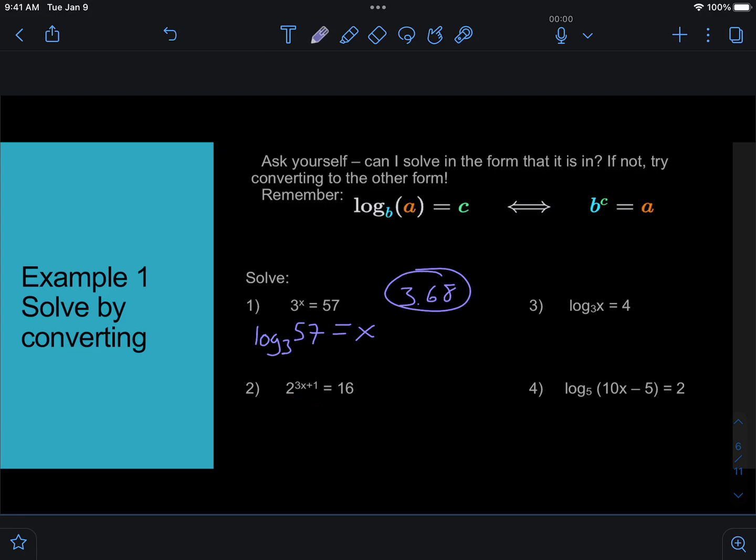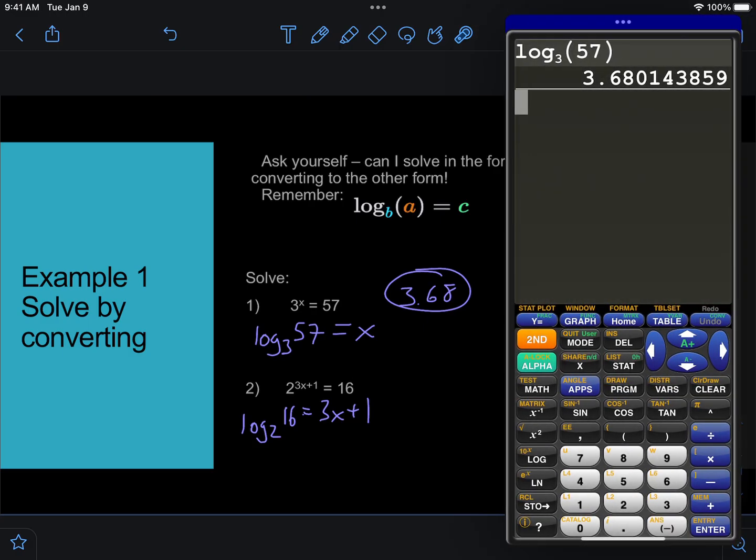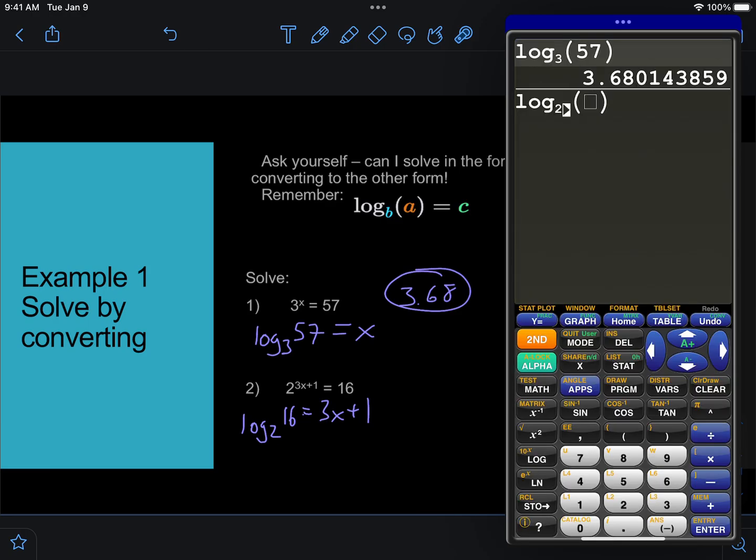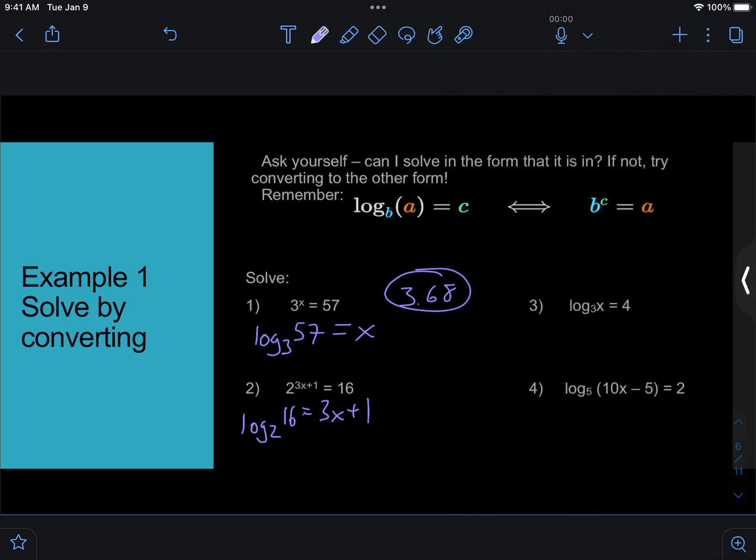Now something like this looks a little bit more complicated, but I could still see if converting it to log form will work. Let's see, so this would be log base 2 of 16 is equal to 3x plus 1. All right, now log base 2 of 16, can we simplify that? I think we probably can. If we need to use the calculator, we can. We could also think what exponent gets us from 2 to 16, and that is the exponent of 4. So we can replace the log base 2 of 16 with 4, and now we have 4 equals 3x plus 1, and now it's just linear algebra.